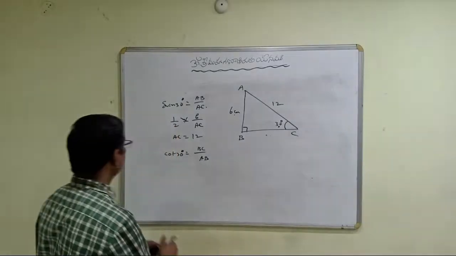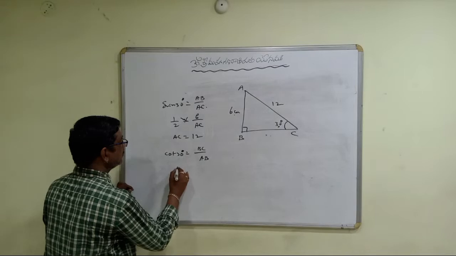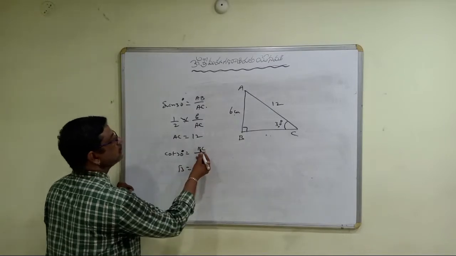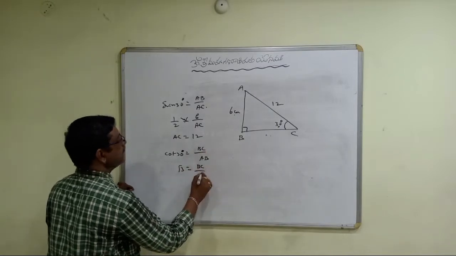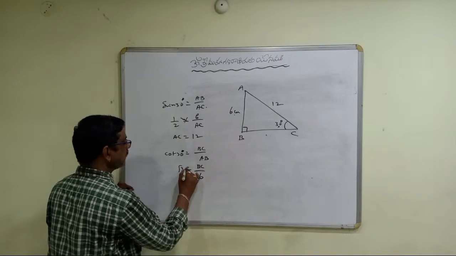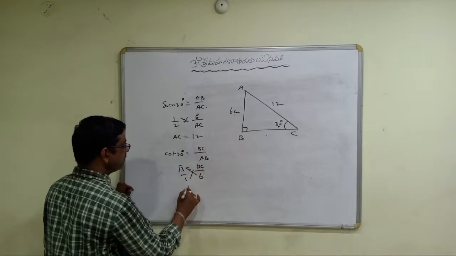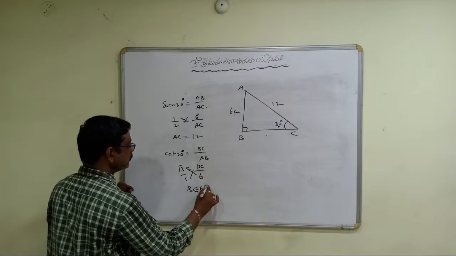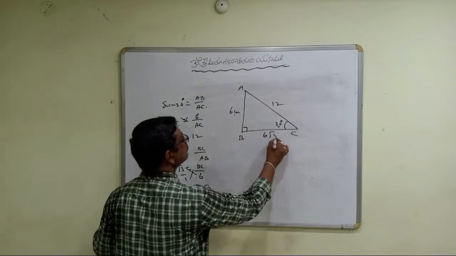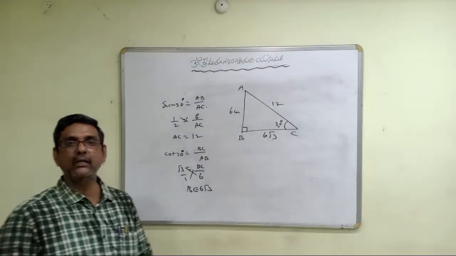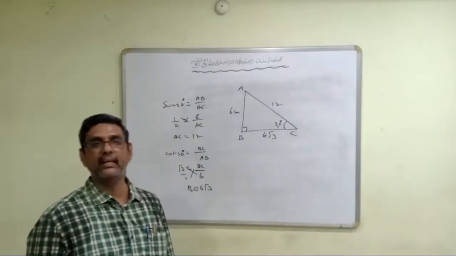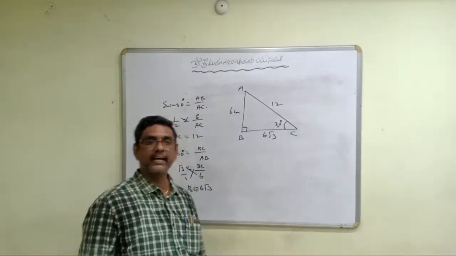Now cot 30 is root 3, BC we don't know, AB is 6. Do cross multiply, 1 into BC, BC is 6 root 3. Now we got all the sides of the triangle.